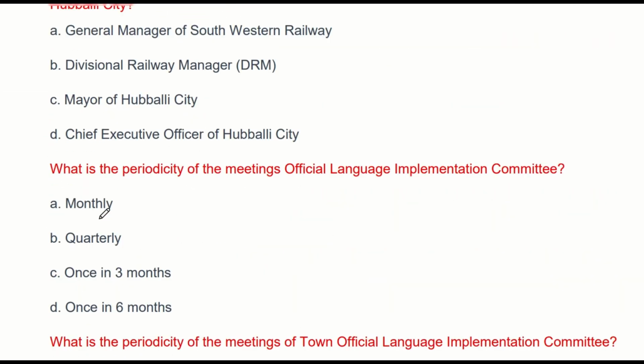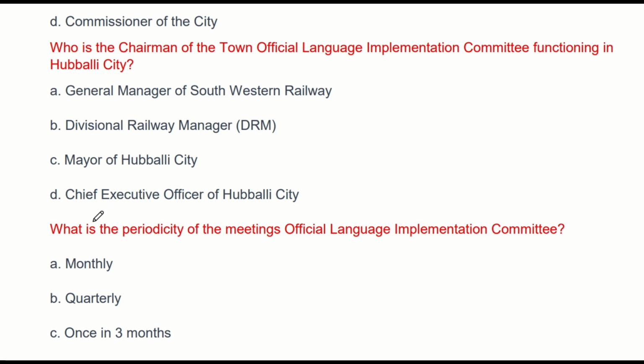Who is the chairman of the Town Official Language Implementation Committee functioning in Hubballi city? A. General Manager of South Western Railway. B. Divisional Railway Manager, DRM. C. Mayor of Hubballi city. D. Chief Executive Officer of Hubballi city. And right option is option A. General Manager of South Western Railway.